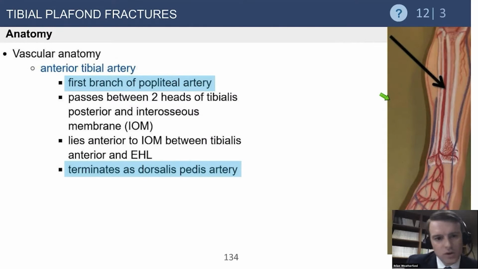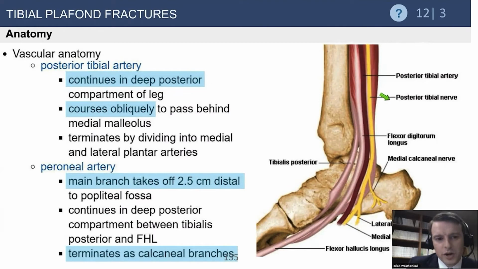The anterior tibial artery is the first branch off the popliteal artery, a bifurcation off the top of the popliteal artery. It passes between the two heads of the tibialis posterior and the interosseous membrane, then courses mainly on the anterior aspect of the interosseous membrane. It then changes its course to run between the tibialis anterior and the extensor hallucis longus just above the level of the ankle and terminates as the dorsalis pedis artery. The posterior tibial artery will continue in the deep posterior compartment of the leg. It courses obliquely to pass behind the medial malleolus and divides into the medial and lateral plantar arteries.